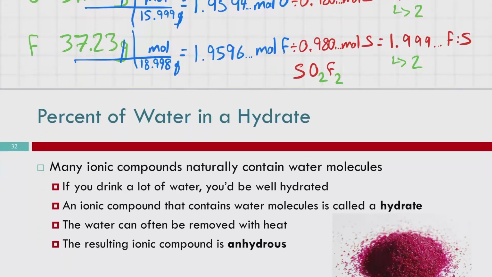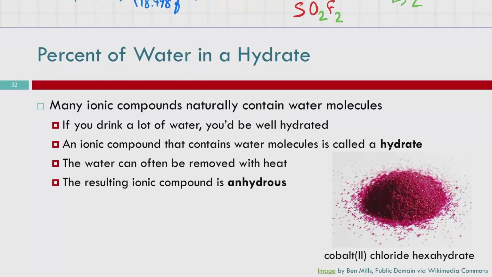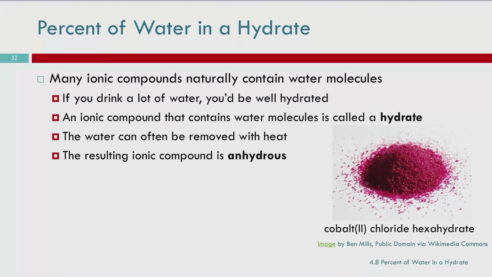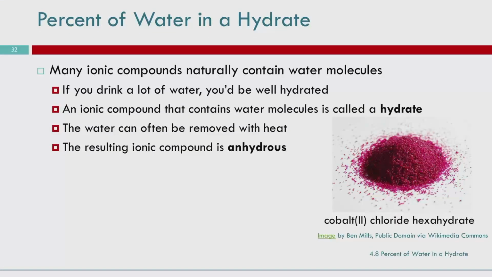Cool. We can also calculate percent water in a hydrate. So we've talked about hydrates. I think I mentioned them during our nomenclature chapter, the previous chapter. It was like a little add-on that I might have done at the end. So many ionic compounds naturally contain water molecules. Lots of ionic compounds, things where there's a metal and a non-metal, naturally want to incorporate water molecules into them.